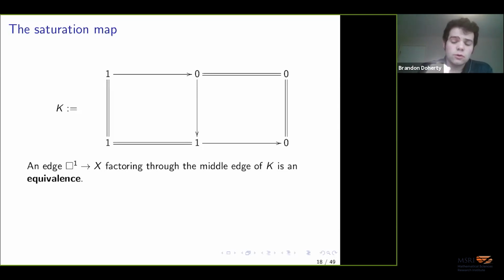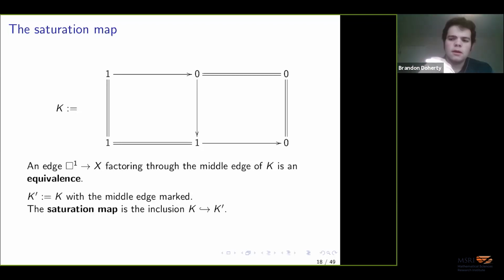An edge which factors through the inclusion of this middle edge into K is what we call an equivalence. It basically just means something that has a left and a right inverse in that cubical set. Now we have a marked cubical set that we call K prime, where we take this K and then mark the middle edge. And then the saturation map is just the inclusion of K into K prime.